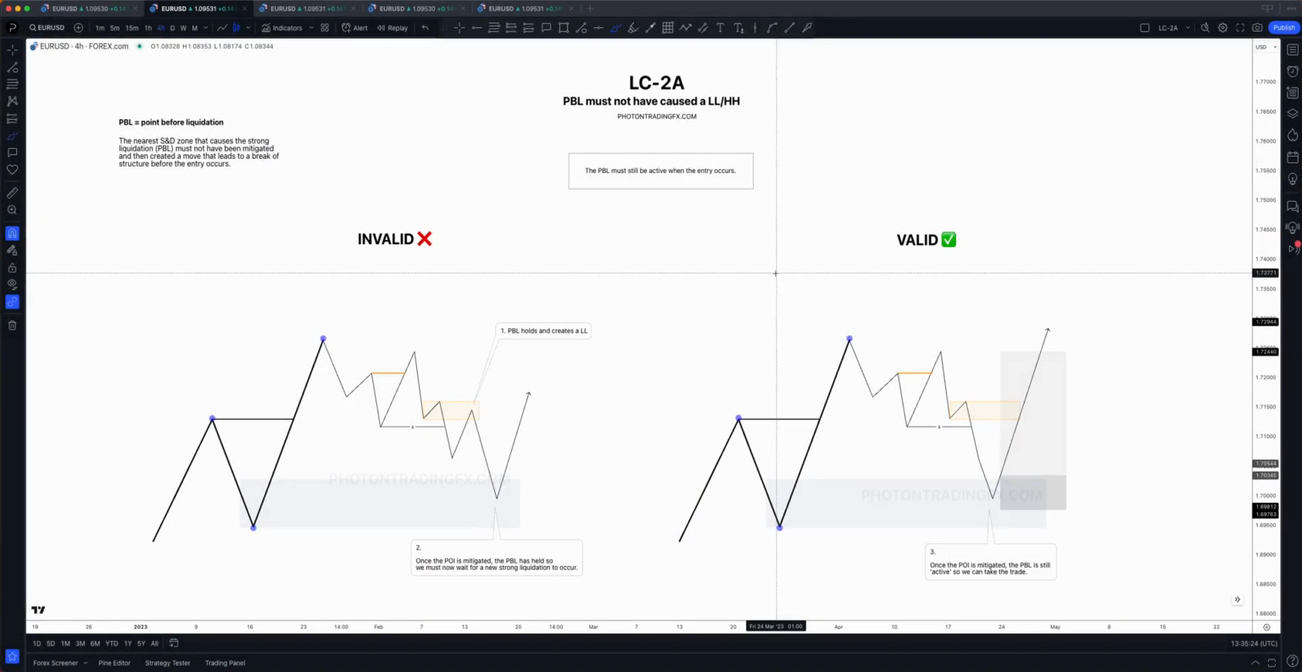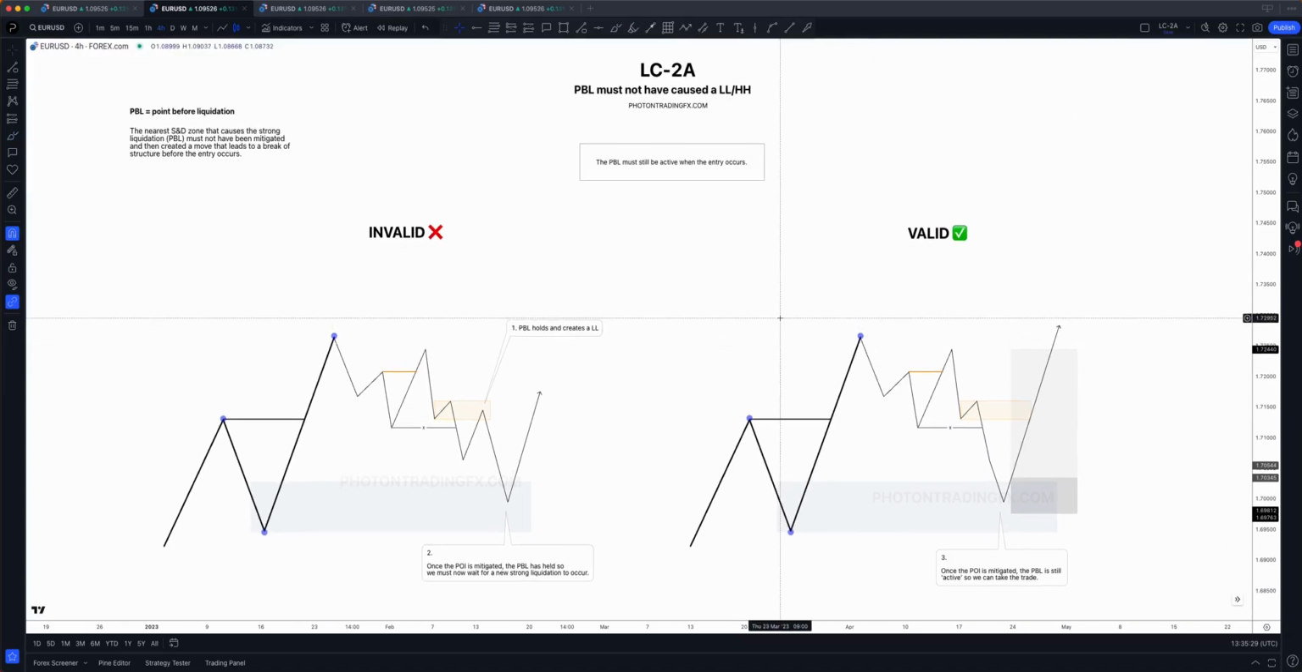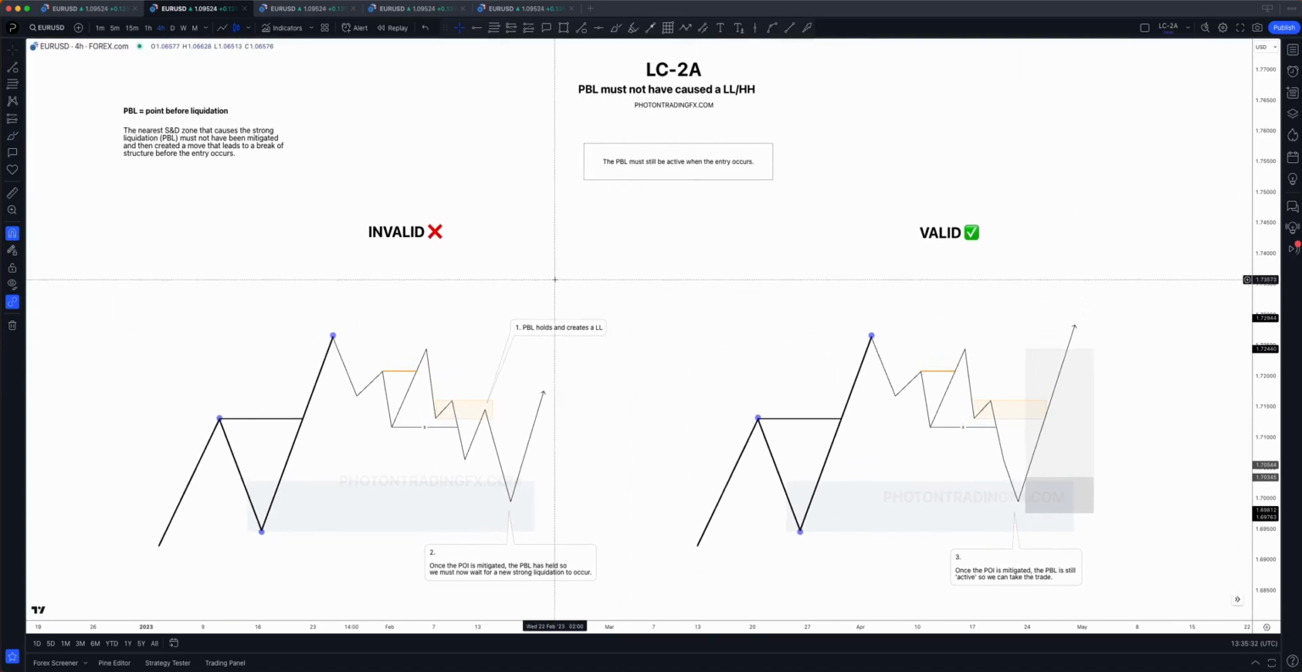And very similar to what you would have learned in the previous modules, it all comes down to the PBL, okay? So let's look at an invalid case first. For those of you who skipped ahead in the lessons and you're not sure what PBL is, it stands for the point before the liquidation, okay? So when we get the strong liquidation occur, the price pulls back, this low then breaks a high, so we have somewhat of a strong low. So we know that there's strong liquidity behind that low, so we draw on our liquidation line. When that line gets liquidated, when our strong low gets taken out, we can identify the PBL. That is the point before the liquidation.